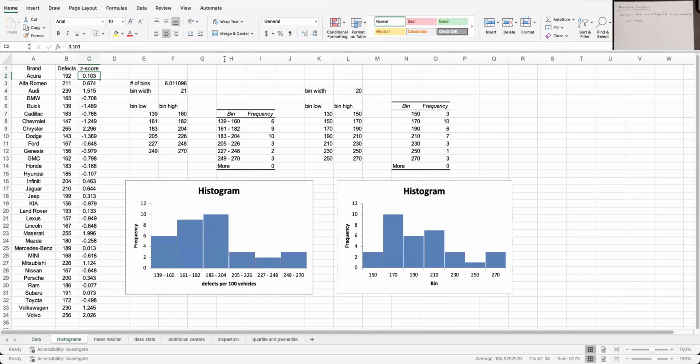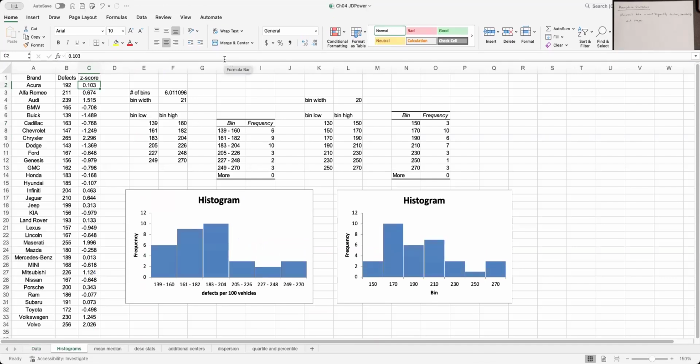If I sort the information, my smallest number is around 140, and my largest is about 250. I mean, 256, 260, somewhere in that range. I use Sturges' rule, which says I should have a bin width of about 20 or 21. On the left picture, I did a bin width of 21. On the right picture, I did a bin width of 20. That's a little easier. It's a nice round number. Let's work with that one.